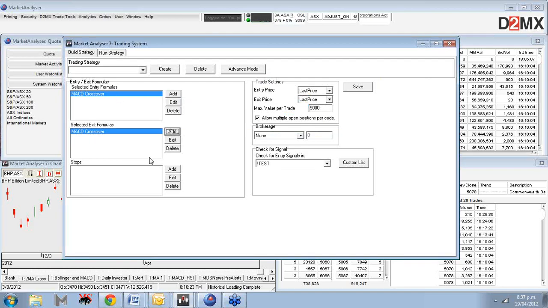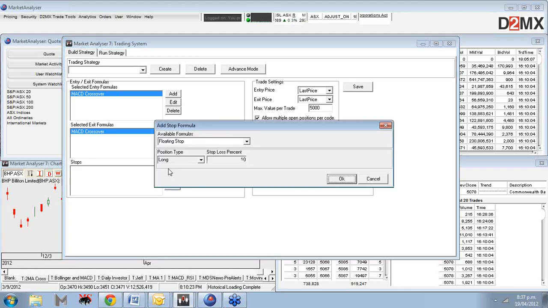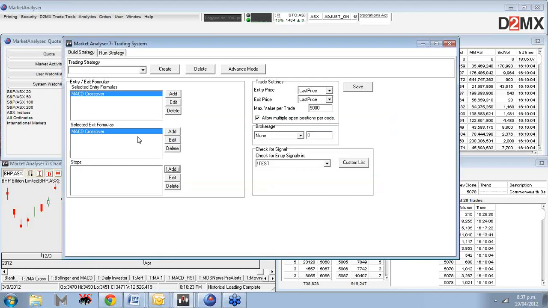Tell it OK. And we now have an entry on a MACD crossover up and an exit on a MACD crossover down. You can add in stops in here. A floating stop is what would be more known as a trailing stop that follows the share up. And we'll try that as an alternative exit. And there are some other exits in here we'll take a look at as well. But for now, let's just see how the MACD works in its own right.